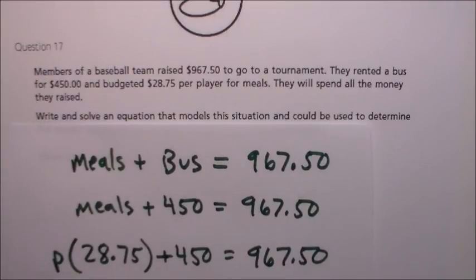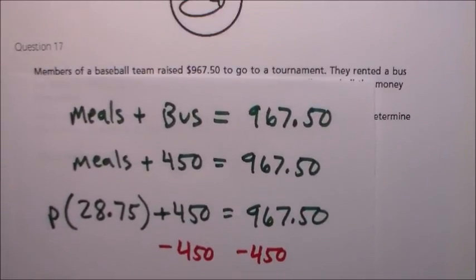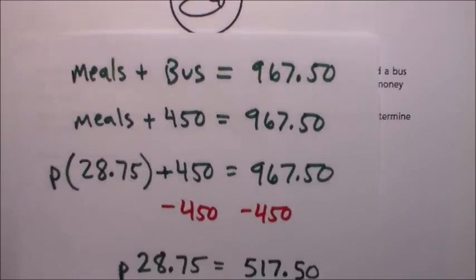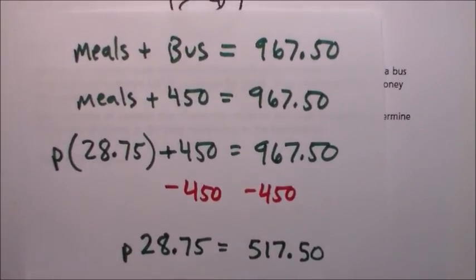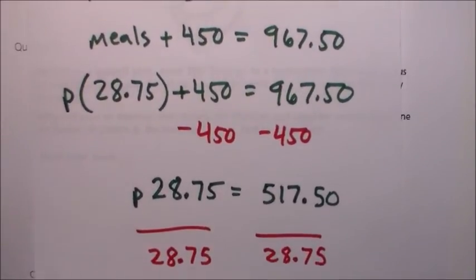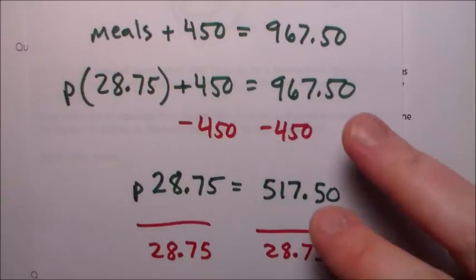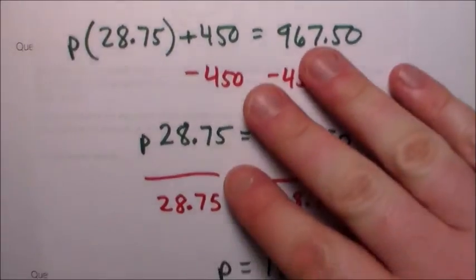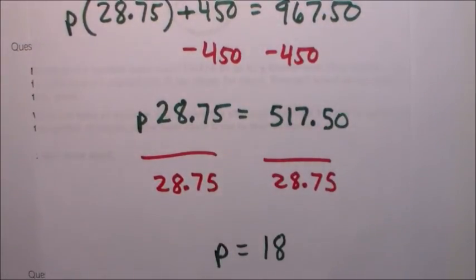We know how to solve equations like this. First, we're just going to subtract $450 from either side. Then we're going to have P times $28.75 equals $517.50. We're going to divide by $28.75 on either side. And what do you know? Our final answer is going to be P equals 18. And that's it. We're good.